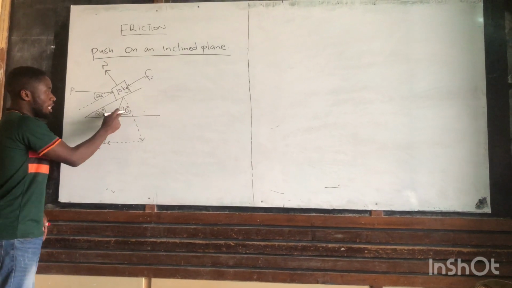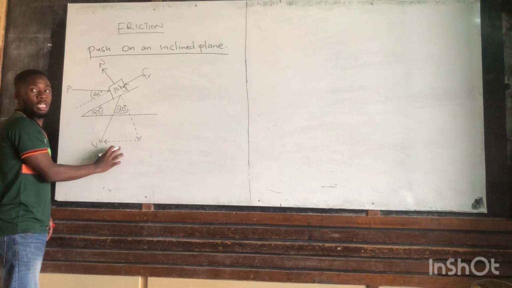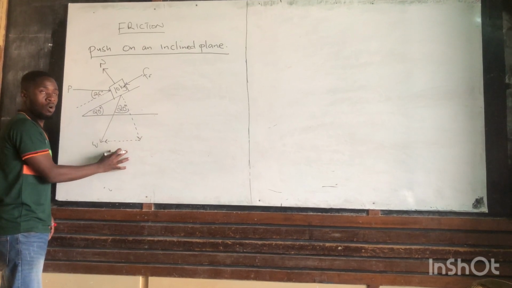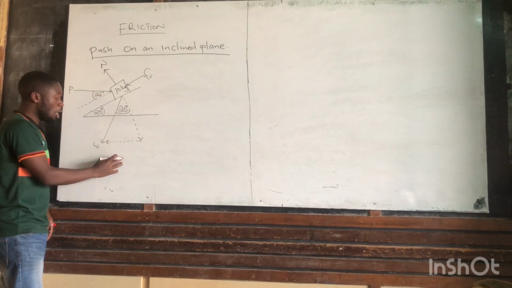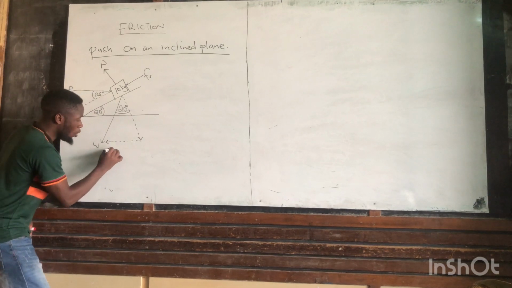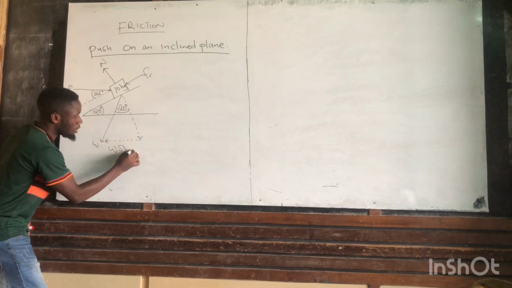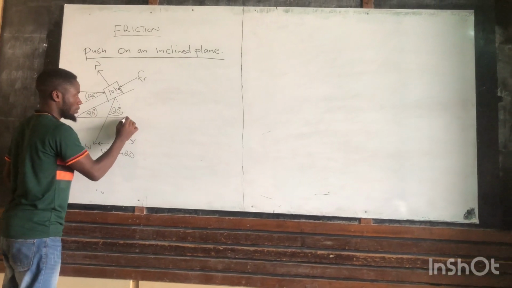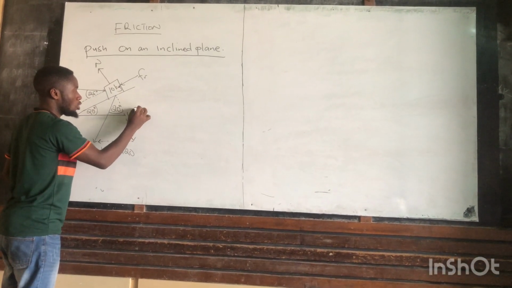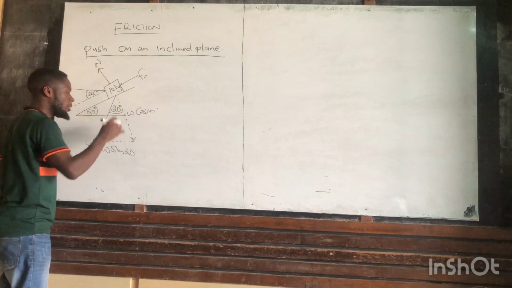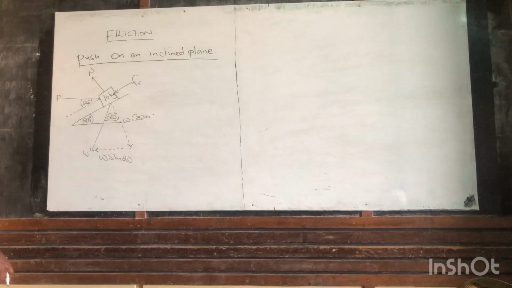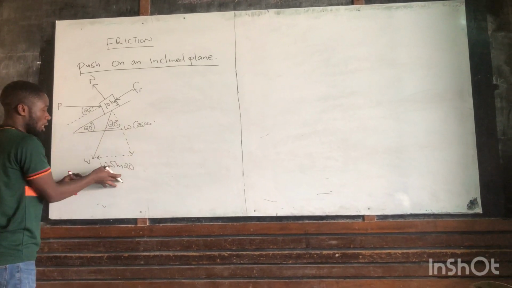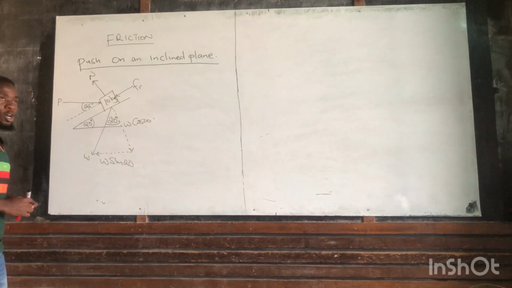The side opposite to the angle here, doesn't matter if it is the horizontal or vertical, should be sine. So this one will be weight sine 20. And this one, which is adjacent, will be weight cos 20. So here, we have assigned the weight components.